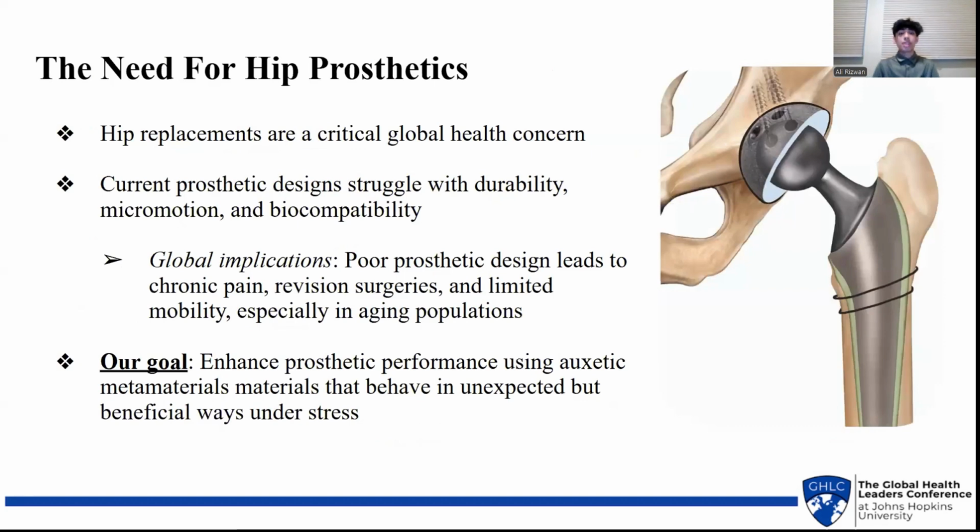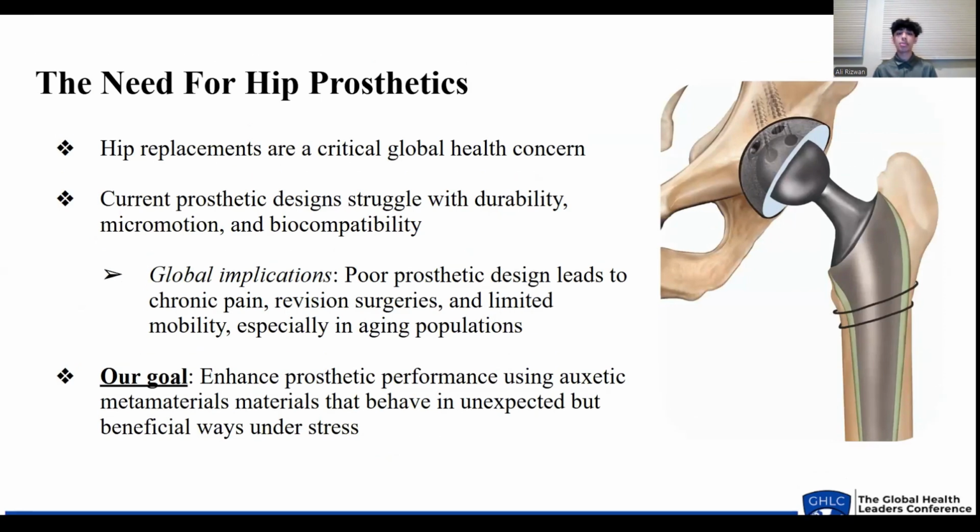So now to begin, hip prosthetics are a critical global health issue, with over 1 million hip replacements performed each year globally. Ensuring these implants are strong, flexible, and long-lasting is vital to patient recovery and quality of life. Unfortunately, however, current materials used in hip joints often fail to mimic the complex movement of human tissue or absorb repeated impact well. Now, this leads to loosening, failure, and additional surgeries. That's where auxetic materials come in, a unique class of metamaterials with properties that could dramatically improve prosthetic performance.